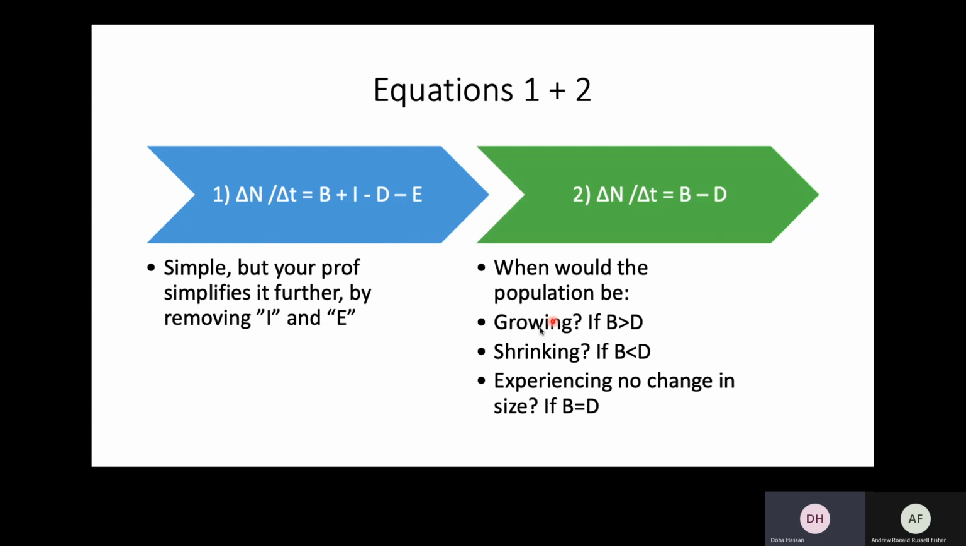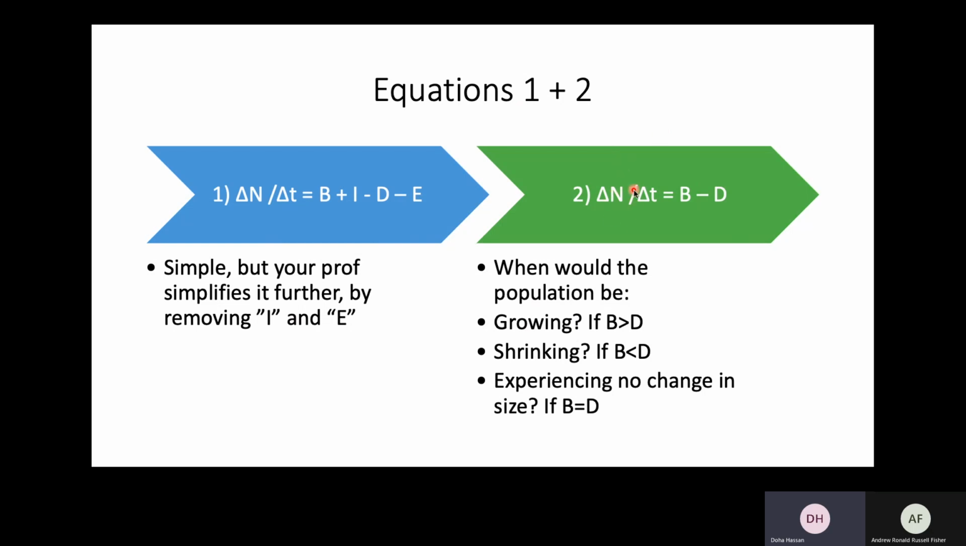So the population would be growing if the number of births was greater than the number of deaths. And that makes sense in two ways. One, obviously logically, if there are more births than deaths, then overall you're going to have a larger population. But also because delta N over delta T is the rate of change in the population size over time, and if that rate is positive, then you know it's increasing.